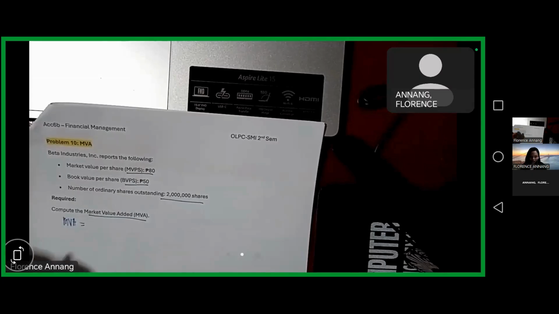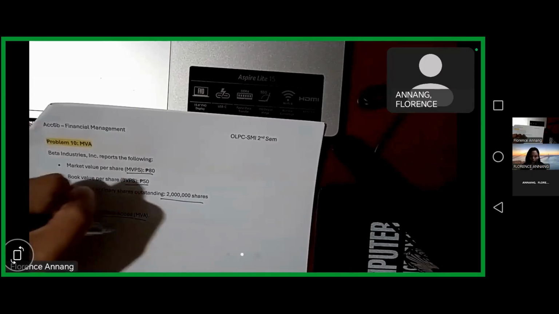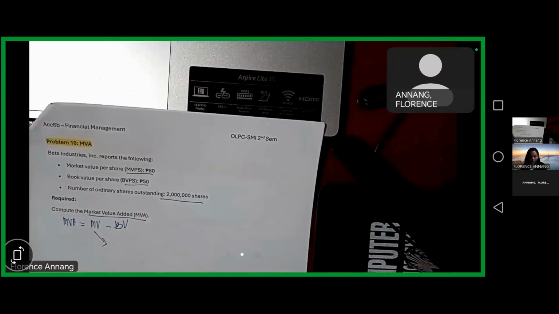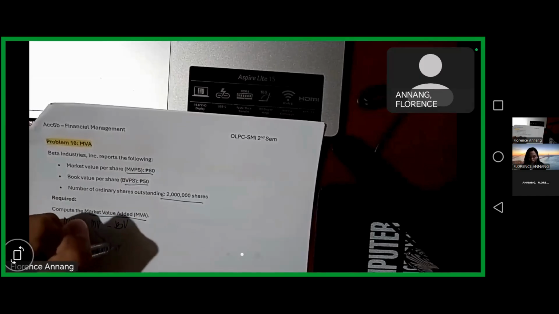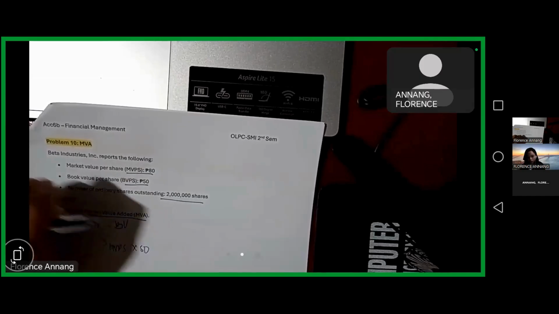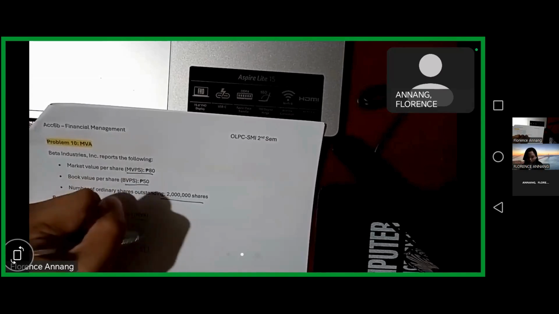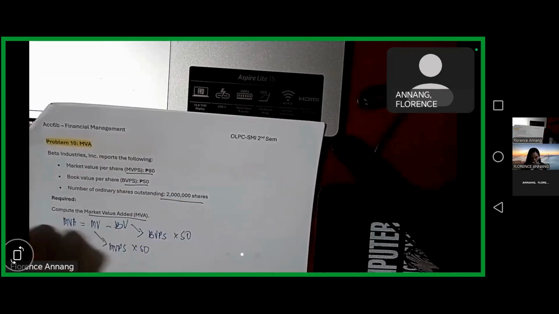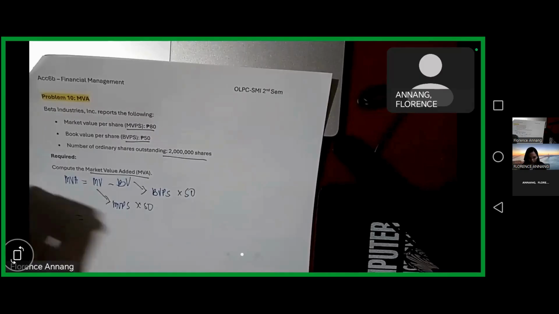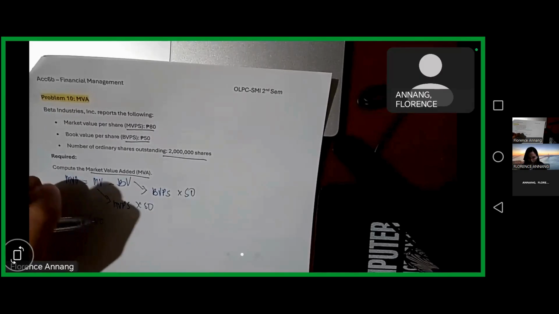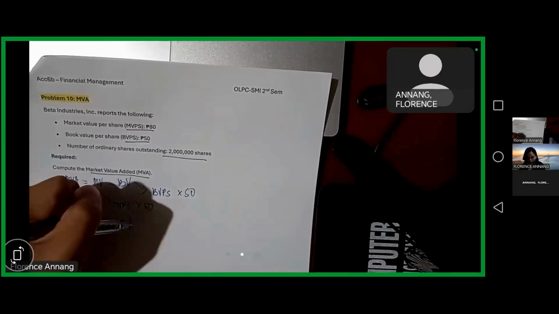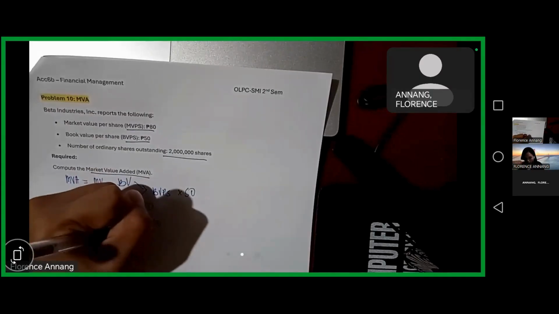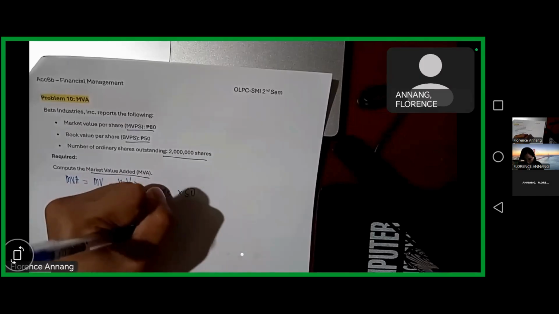Okay, so MVA, that is your market value less book value. And sabi natin last meeting, how do we get your market value? That is your MVPS times your shares outstanding. And to get your book value, that is your BVPS or book value per share times shares outstanding. So, gamit yung ating problem, how much? That's 80 pesos times 2 million shares less, magkano yung ating book value per share? 50 times 2 million outstanding shares.